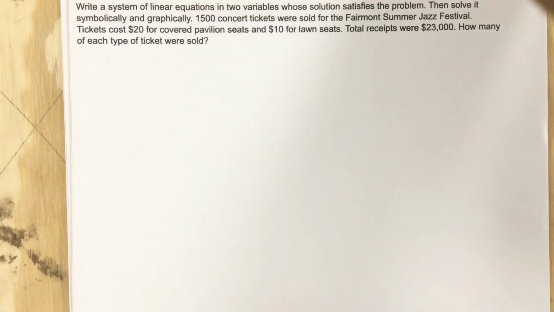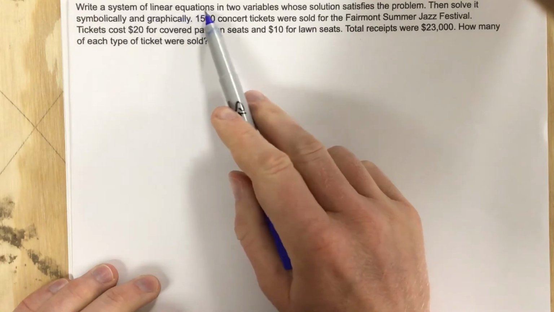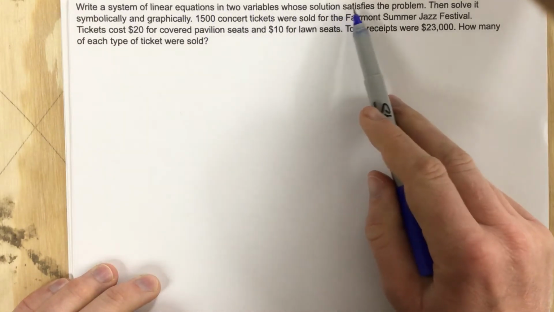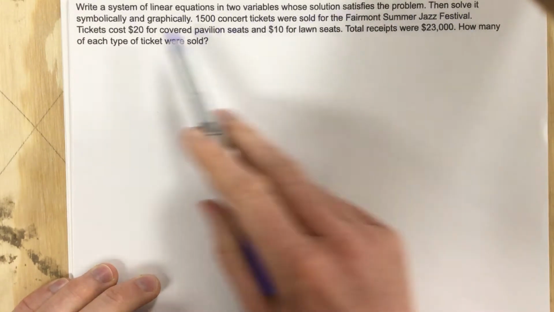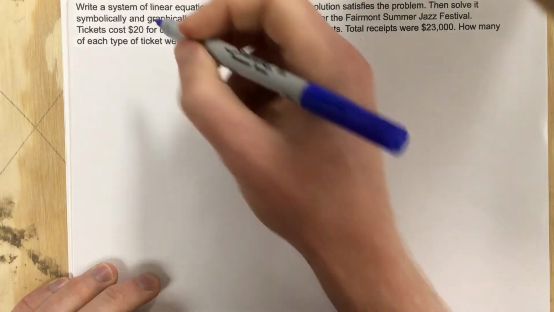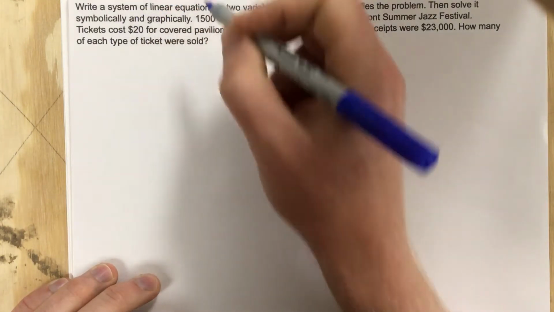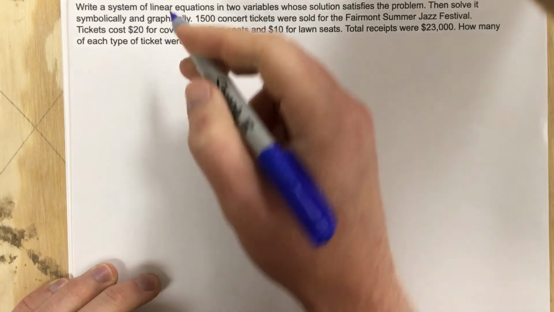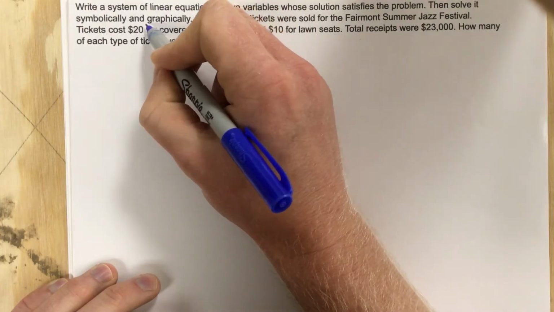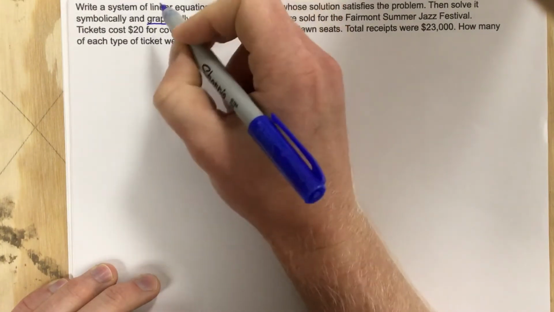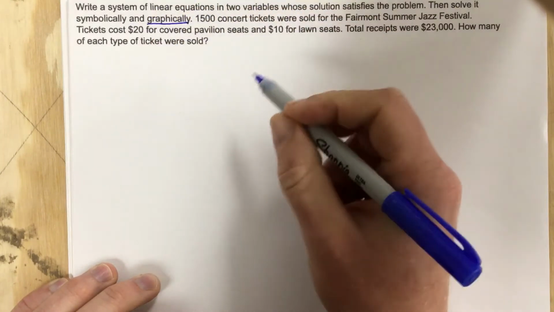This is problem number 4 for assessment number 7. In this problem it says, write a system of linear equations in two variables whose solution satisfies the problem. Then solve it symbolically and graphically. We're going to skip the graphically part, except you're going to use Desmos to do that. So this you can use Desmos on. I'll just underline it. I can't really write in there, but this is Desmos.